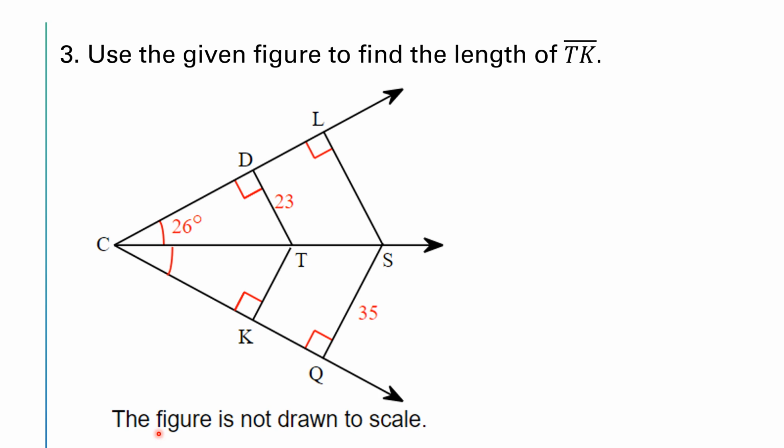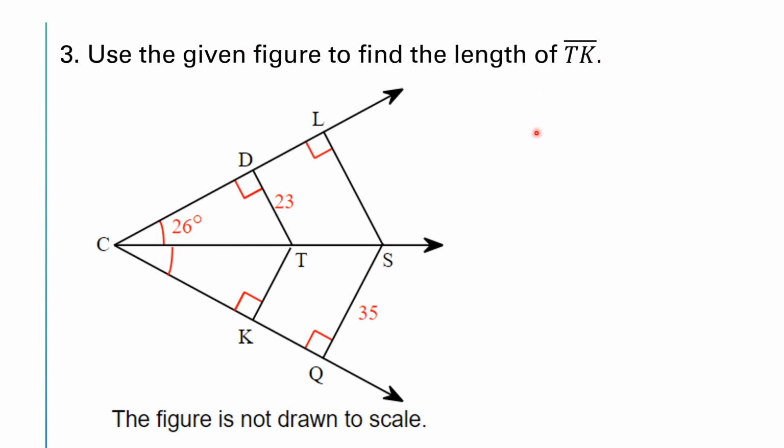All right, so let's use what we know about angle bisectors to find the length of the line segment TK. We've got this kind of complicated spider web looking diagram here. You can see that CS is an angle bisector. It has split this big, huge angle into two equal chunks. We've got 26 degrees up here, 26 degrees down here. I know that because they've got the angles marked as congruent.